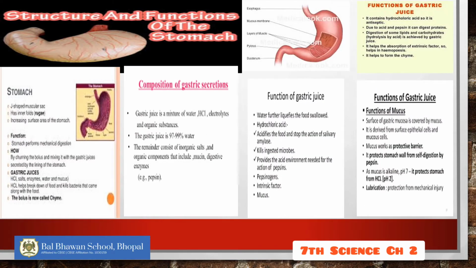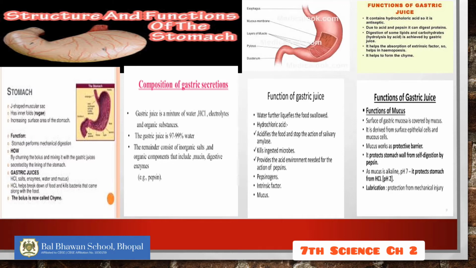Coming to the next part, let us discuss the structure and functions of the stomach. The stomach is basically a J-shaped muscular organ which is located in the lower abdomen. It is the most important organ of the digestive system. Most of the digestion takes place in the stomach. Now, to bring about digestion in the stomach, there is the secretion of gastric juice. Basically, gastric juice is a mixture of water, HCl, electrolytes and organic substances.